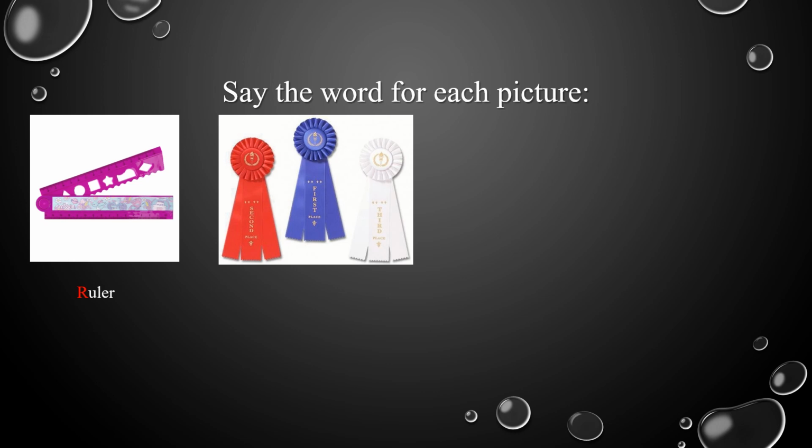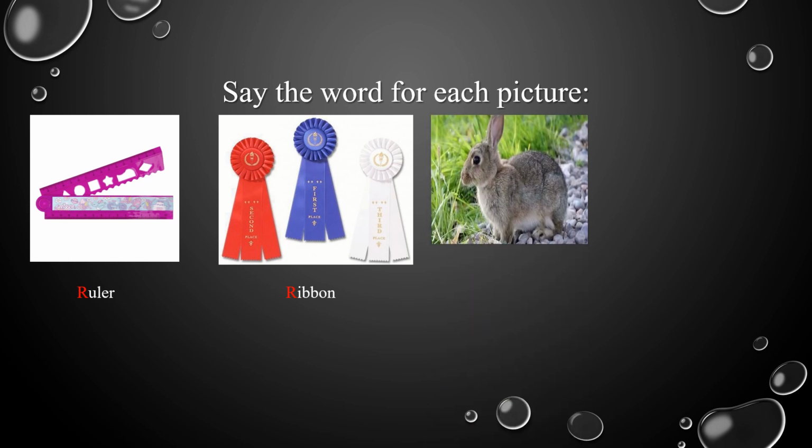Now let's take a look at the second picture. It's something we take when we win at a competition or at a match. What's this picture? Very good. It's a ribbon. Now let's take a look at this picture. It's a little animal that hops. What's this picture? Very good. It's a rabbit.